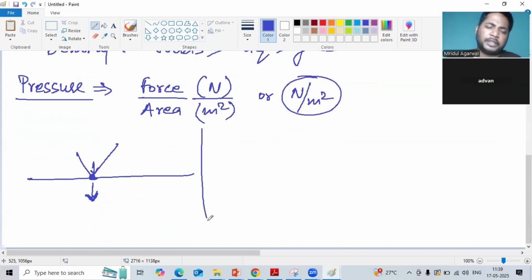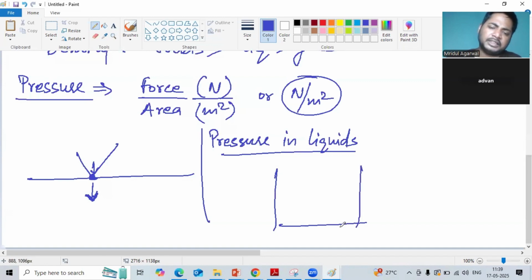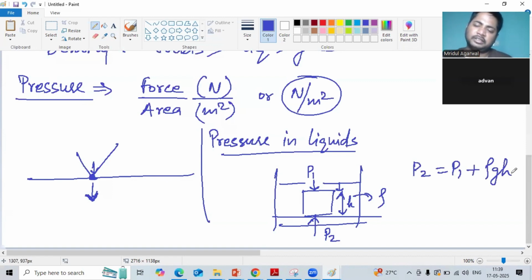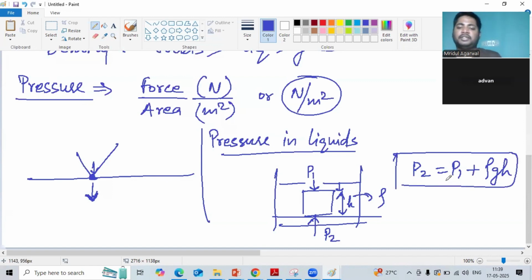If you talk about pressure in liquids, that's more important. In liquids, the pressure is higher towards the bottom and lower towards the top. So P1 is lower and P2 is higher. Let's say the depth is h and the density of the liquid is rho, I can say that P2 is equal to P1 plus rho g h. This pressure difference is there, and due to this as well, the buoyant force acts.